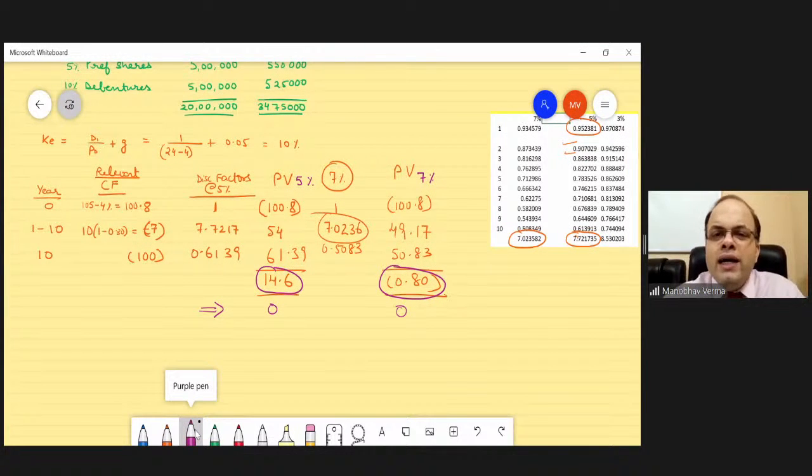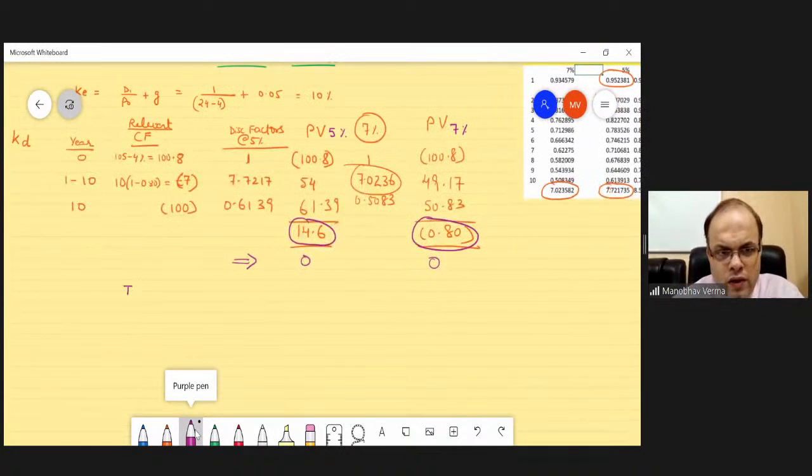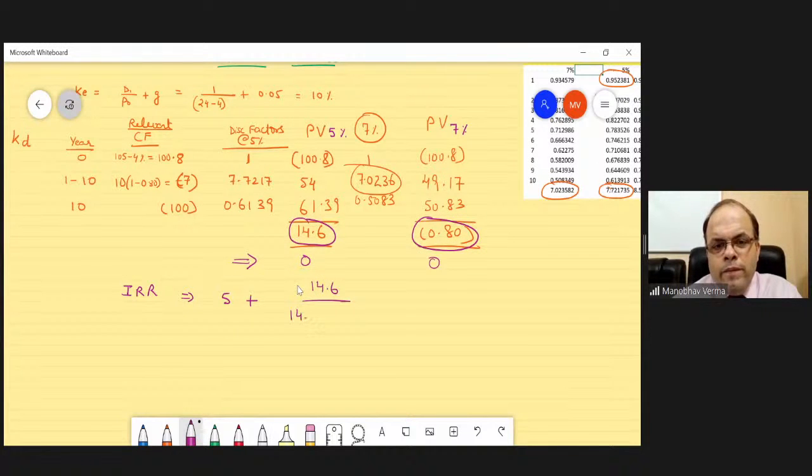So let's apply our IRR formula then. So we are talking about a lower rate, right? And then we are calculating the NPV at the lower rate. That's 14.6. So guys, I think that comes out to be 6.90%, right? So my cost of debt becomes 6.9. So we needed a cost of equity. Thus we have it with us. We needed a cost of debt that we also have with us.